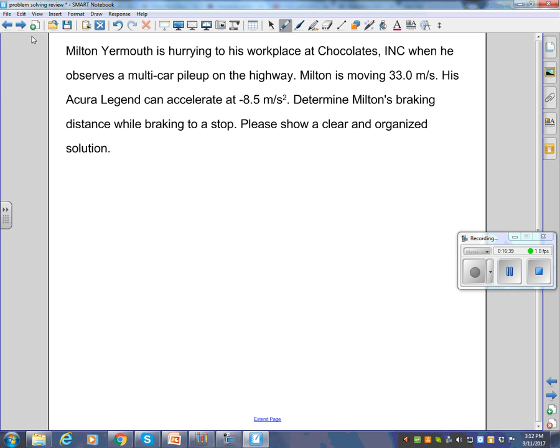Do you want to try one on your own? Yes. Why don't you guys try this one on your own? I'll give you like 4 minutes. Okay, so we've got Milton, hurrying to his workplace at Chocolates Incorporated when he observes a multi-car pileup on the highway. Milton is moving at 33 meters per second. His car can accelerate at minus 8.5. Determine Milton's braking distance while braking to a stop.